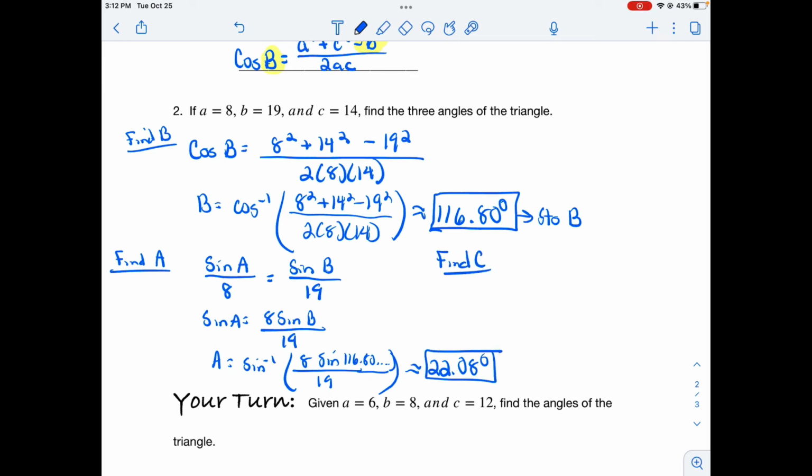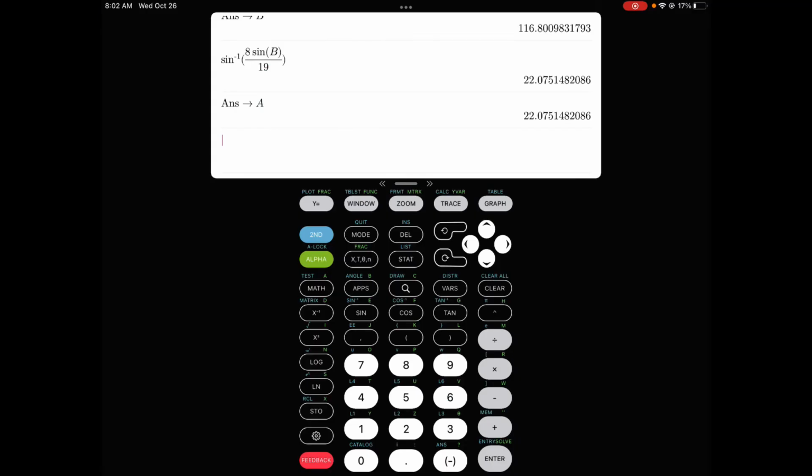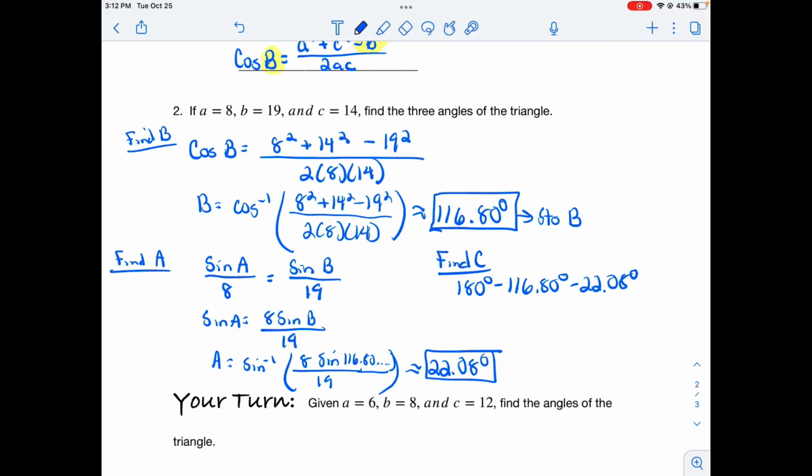Now, finally, to find our angle C, we're going to take 180 degrees minus the 2 angles we found. And so to find my angle measurement for C, it's 180 minus alpha A minus alpha B, and I get 41.12 degrees. We get C is approximately 41.12 degrees.